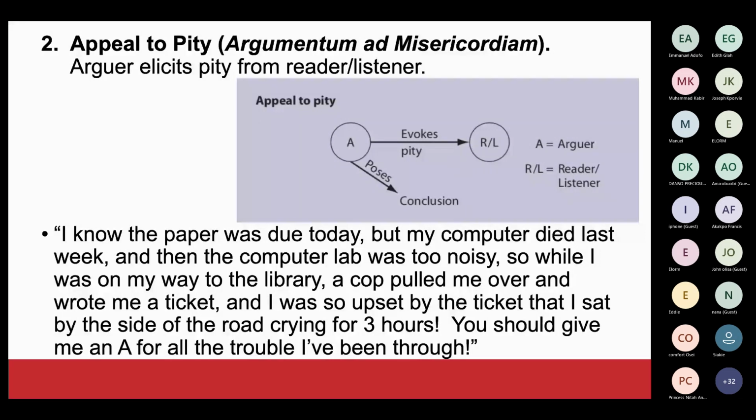And I was so upset by the ticket that I sat by the side of the road crying for 3 hours. You should give me an A for all the trouble I have been through. You have gone through trouble. Whose problem is it? Who cares? So please don't entertain yourself to be committing these levels of fallacies. Those of you in relationships also do that a lot. That is why a lot of relationships are not built on honesty.